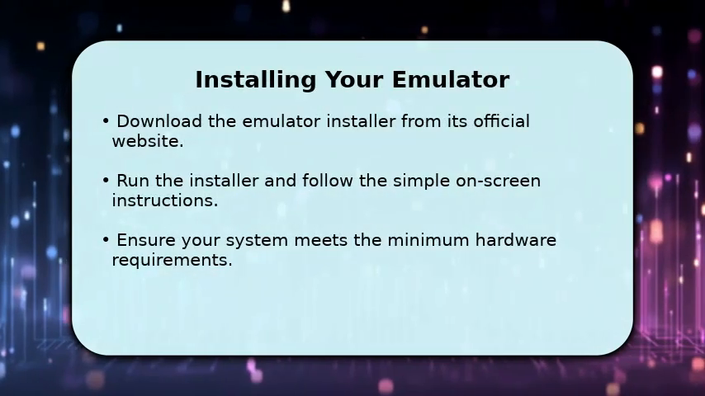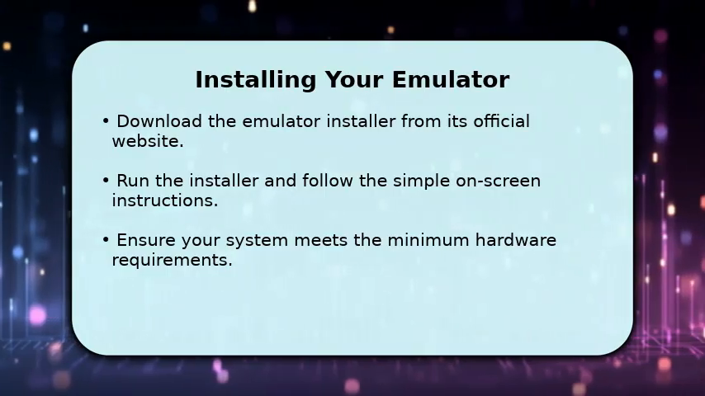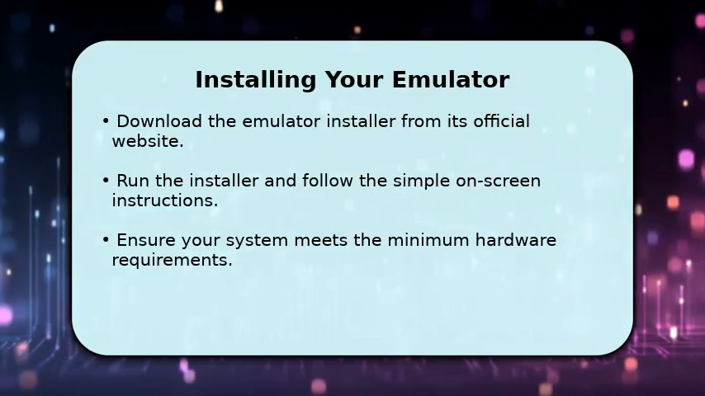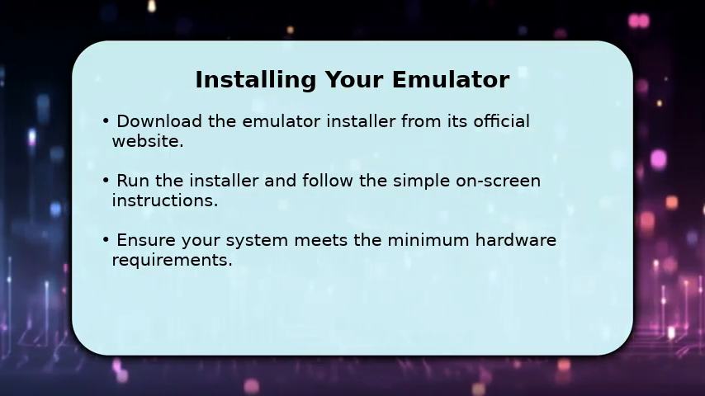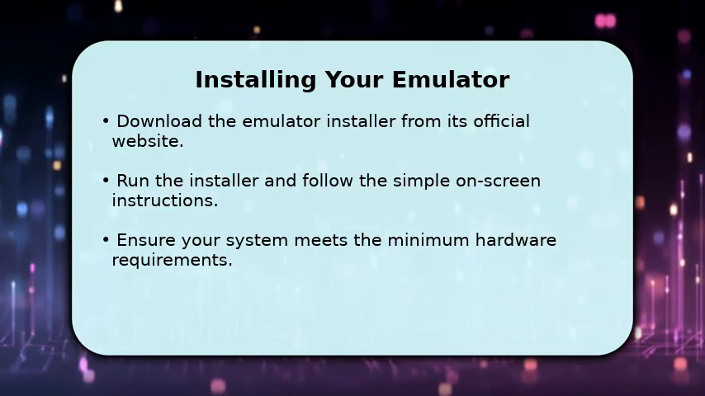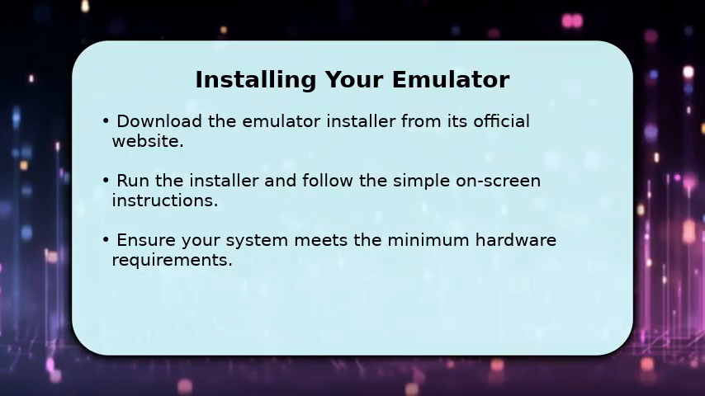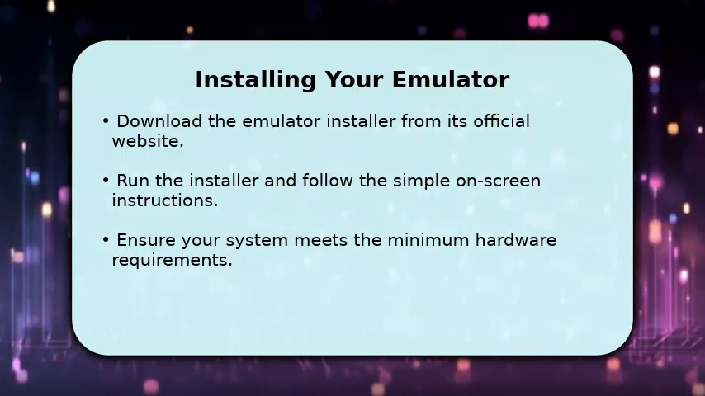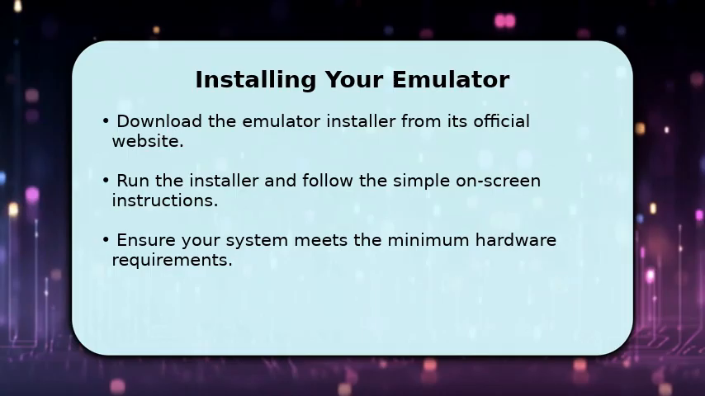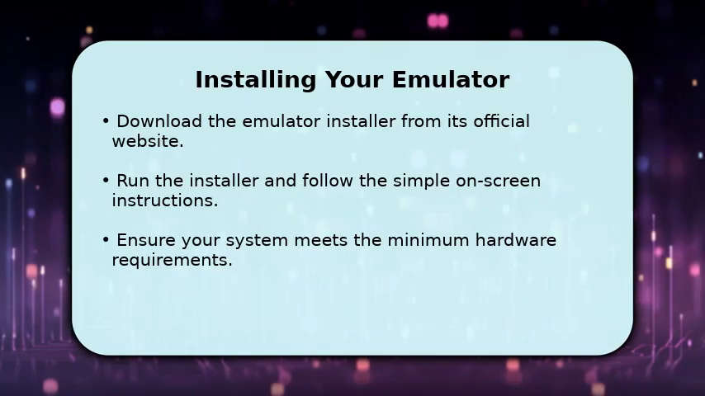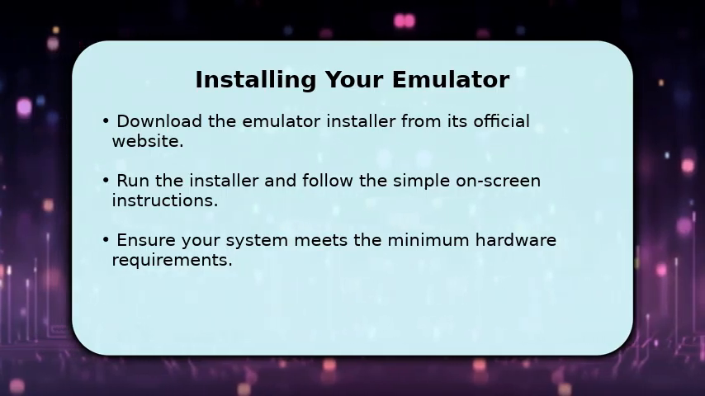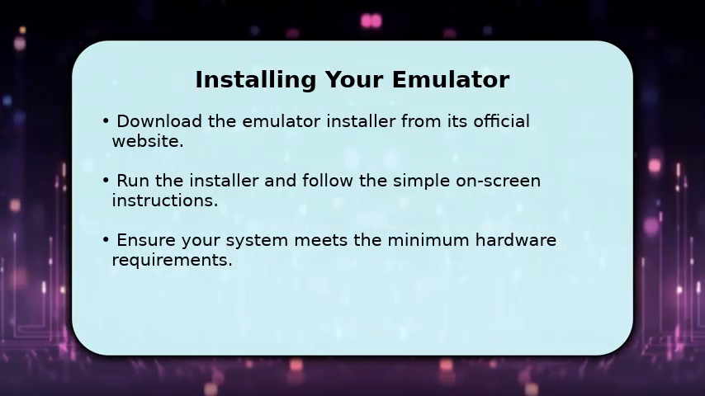Once you have chosen an emulator, the next step is installation. Visit the official website of your chosen emulator to download the installer file. After downloading, simply run the file and follow the straightforward on-screen prompts to complete the installation process. It is important to ensure your computer meets the minimum system requirements, typically requiring at least 2 GB of RAM and a decent processor for smooth performance.